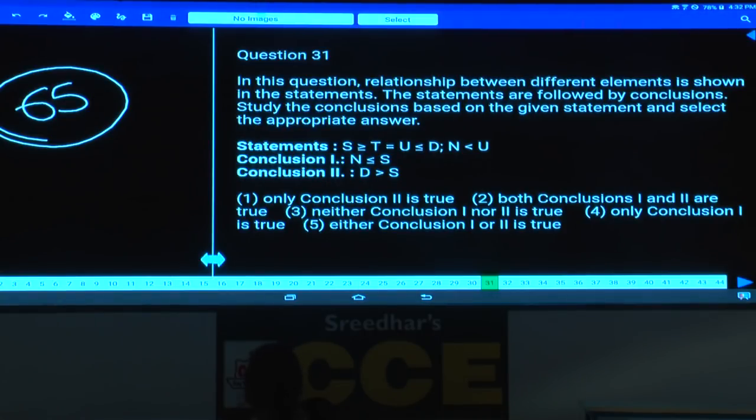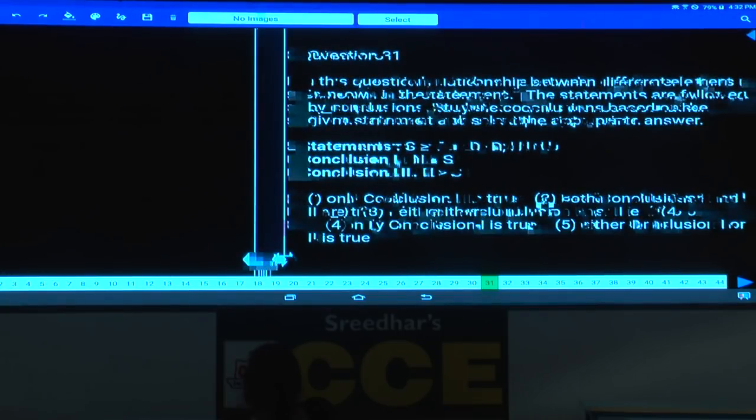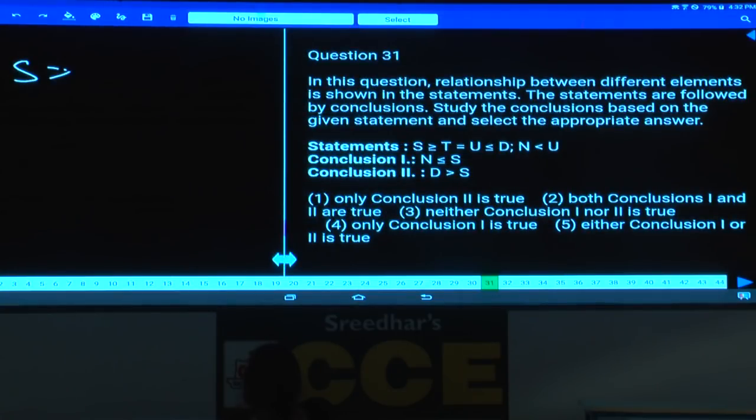Now n and s. S is here, n is here. What is the letter which is common between these two statements? And u is common. Now we need to find out the relation between s and u. S greater than or equals to u, n lesser than u. As n lesser than u, u is greater than n. N lesser than u means u greater than n.